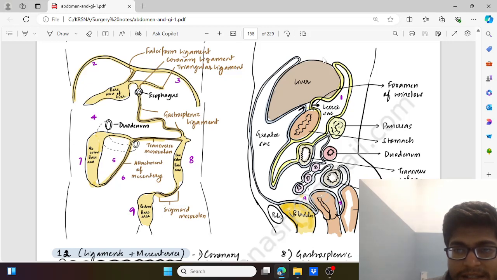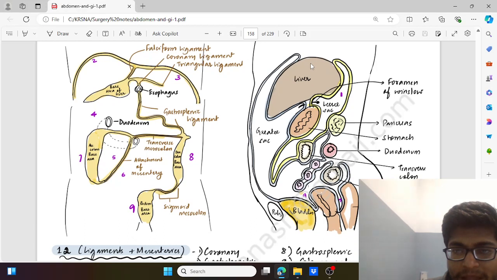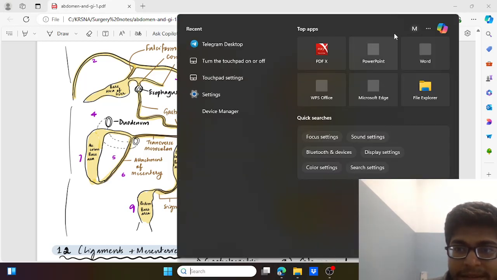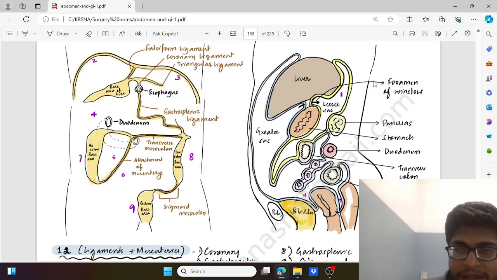In this sagittal section, we can see that anterior to the liver and stomach is the greater sac, and behind it is the lesser sac. Between the greater sac and the lesser sac is the foramen of Winslow, which is a channel between the liver and the stomach, connecting the greater sac and the lesser sac.